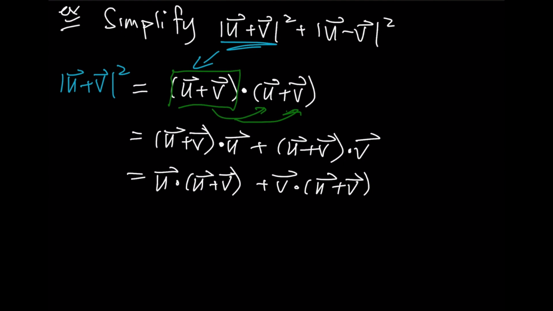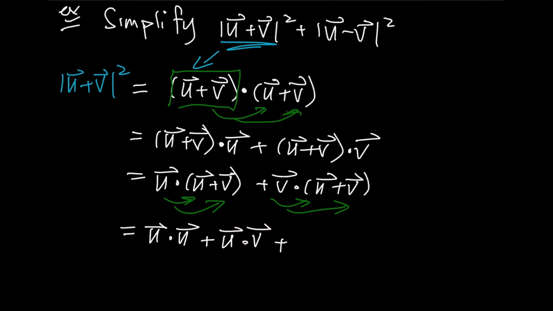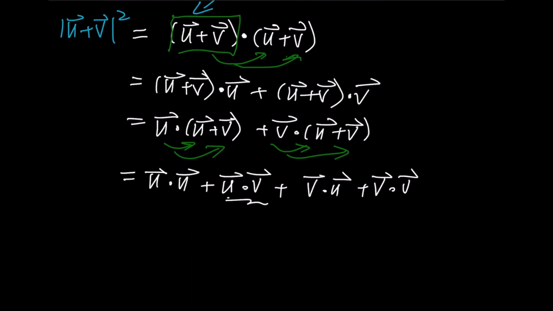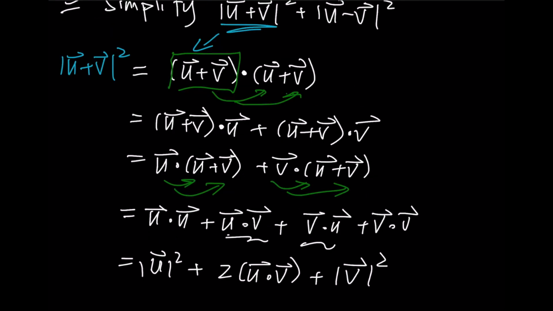That allows you to use the distributive property again. And when you've got that, you'll end up with u dotted with u, u dotted with v, v dotted with u, v dotted with v, which these two terms can be combined. This simplifies to the length of u squared. This will give you two bunches of the dot product. This will give you the length of v squared. This is the vector version of foiling.